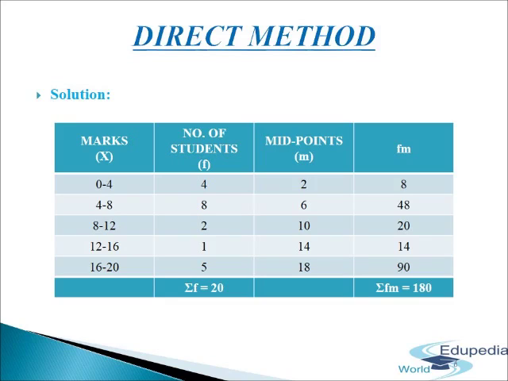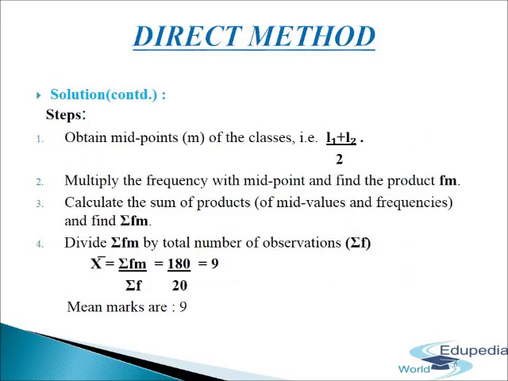In the third column, we will write midpoints that we will get by applying the formula, that is L1 plus L2 divided by 2, where L1 is the lower limit of the class interval and L2 is the upper limit of the class interval. After getting the midpoints, in the fourth column, we will write Fm. Fm is the product of frequency and the mid value.